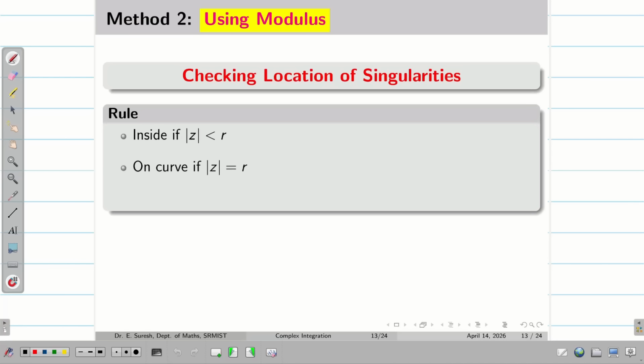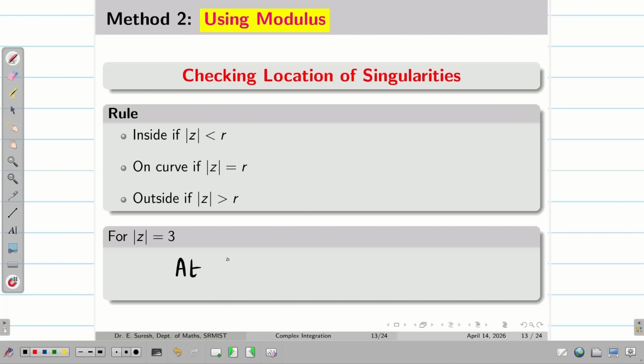In the second method, we just take the LHS. At z equal to 1, mod z is equal to modulus of 1, it is less than 3. Therefore, the singular point lies inside C. Next, at z equal to 2, we have modulus of 2, that is 2. Still it is less than 3. So, the second point z equal to 2 also lies inside C.